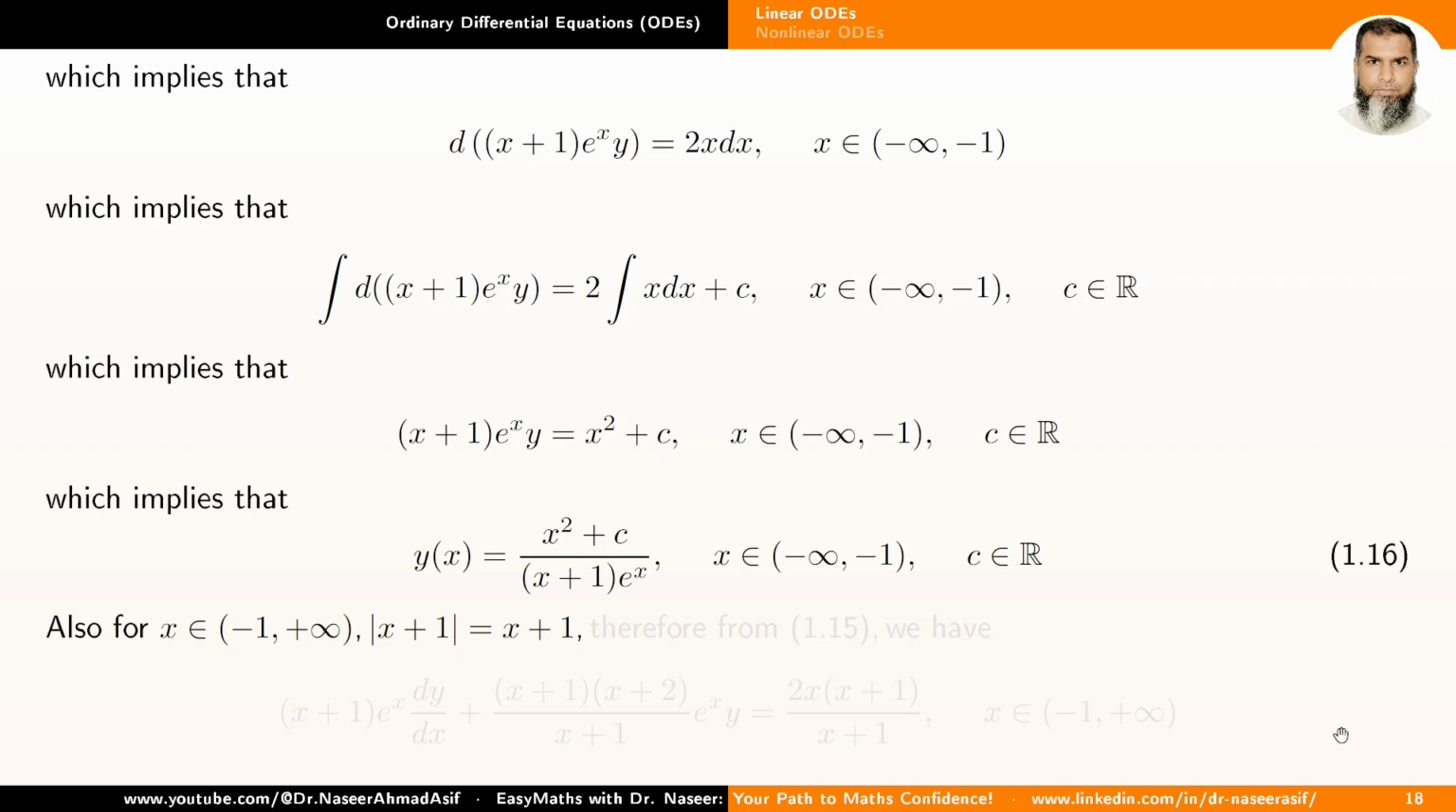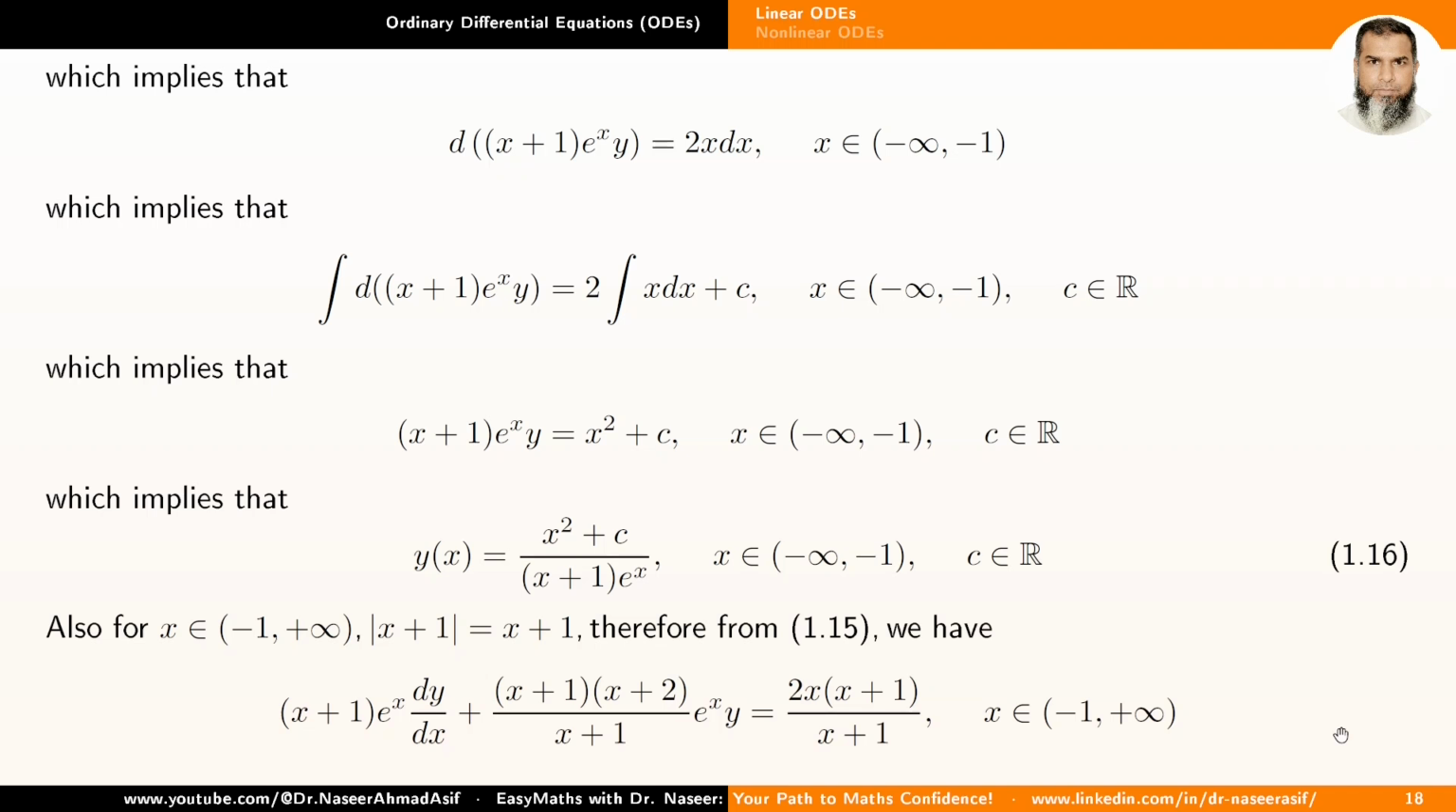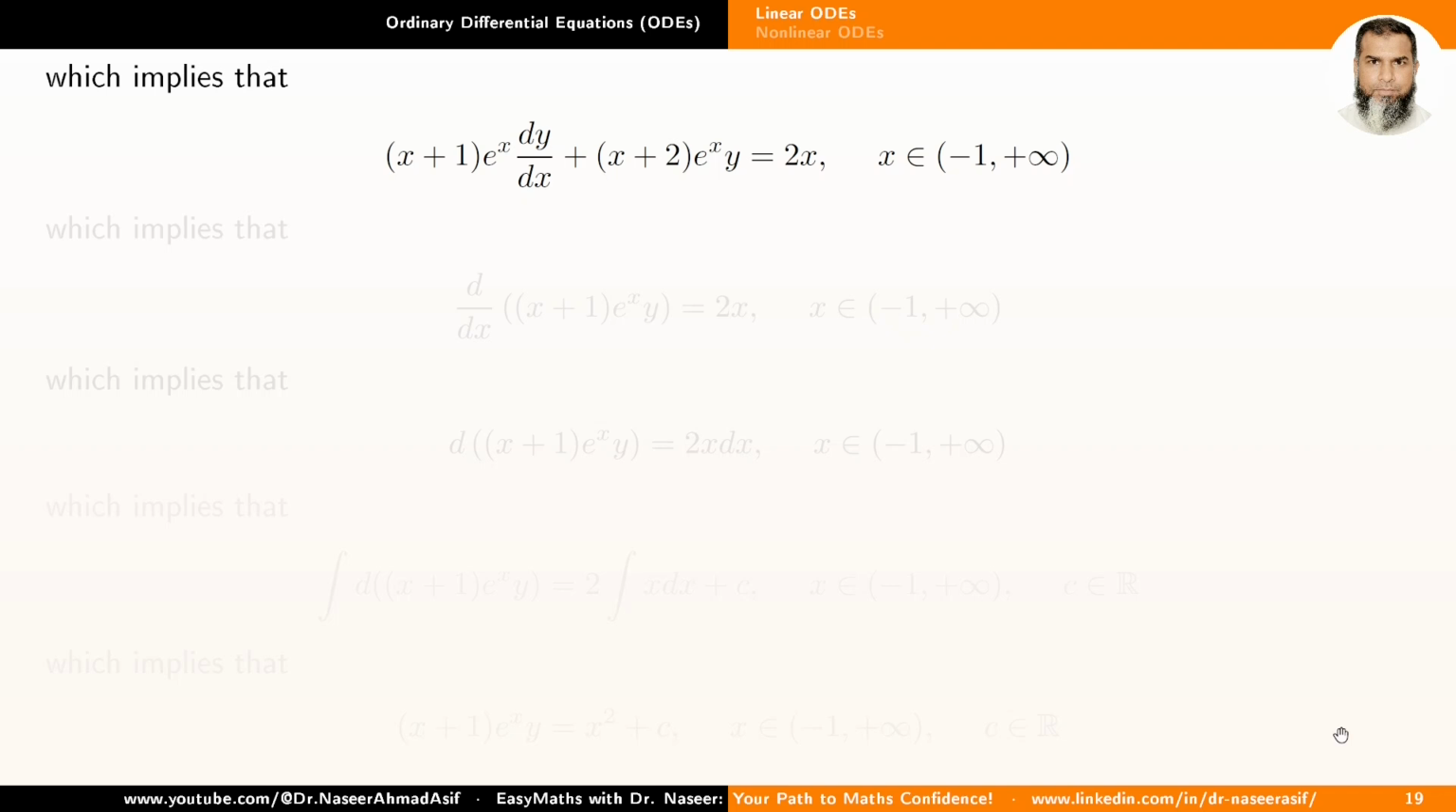Now for x belonging to the open interval (-1, +infinity), we have |x+1| = x+1. Therefore, from equation 1.15, we have (x+1) e^x dy/dx + (x+1)(x+2)/(x+1) e^x y = 2x (x+1)/(x+1), where x belongs to (-1, +infinity). So (x+1) e^x dy/dx + (x+2) e^x y = 2x, where x belongs to (-1, +infinity).